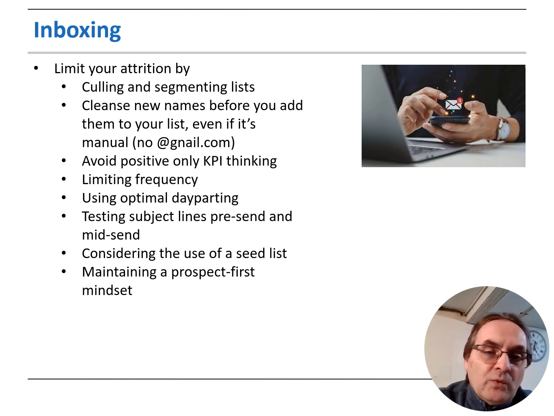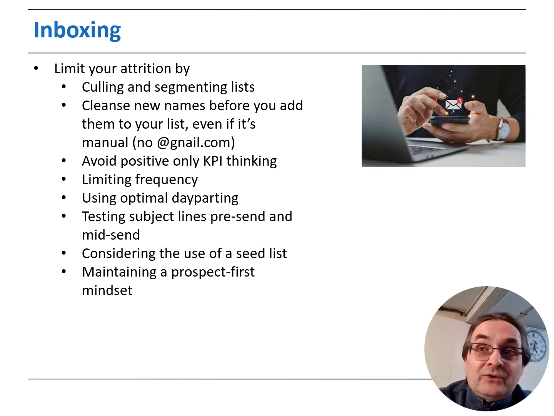So how does one avoid attrition? Well, you can't totally avoid it, but you can limit it. Cull and segment your lists. Clean any new names before you add them. Do this either by a service or even do it manually. Just check to see if there's obvious typos in some of these. You're going to be glad that you caught them.